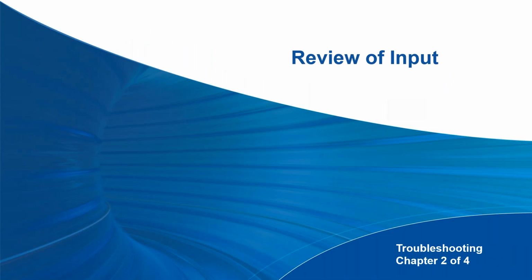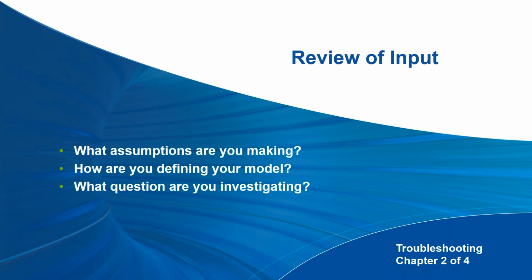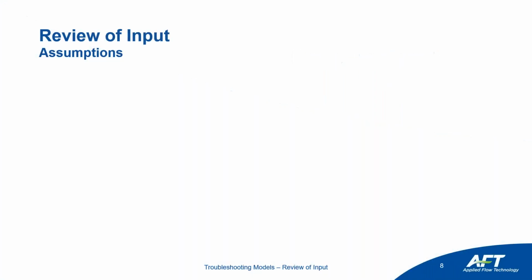So we will take it from the top. We'll look at how we can review our input. Garbage in equals garbage out. We can all say it together at this point. And so we want to look at what assumptions we're making. How are you defining your model? And then what question are you trying to investigate? How do you make sure that you're only looking at the variable that you're interested in at a time?